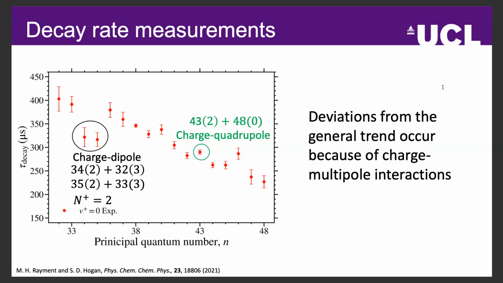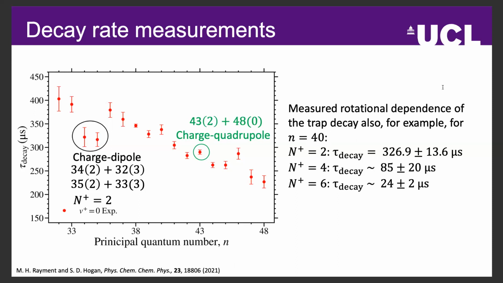So the fact that these states have trap decay times that deviate from the general trend suggests that the states that are also being populated in these instances have different decay times, so the decay time must depend on the N+ rotational state of the Rydberg states. And so we did some further measurements of this, where we measured the rotational dependence of this trap decay for states where n is 40, for N+ = 2, 4, and 6. And we do indeed measure that as we increase the rotational quantum number, the measured trap decay time decreases, but in this case by an order of magnitude. So therefore, these rotational states in NO have been observed to have different decay times that depend on their rotational quantum number.